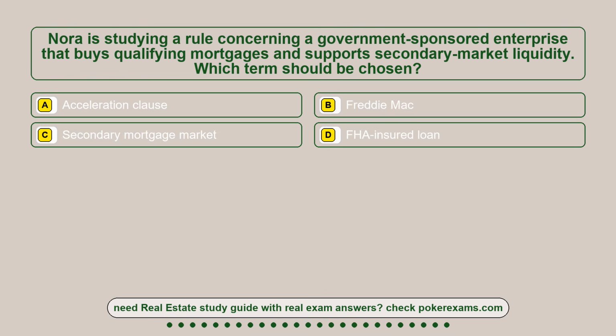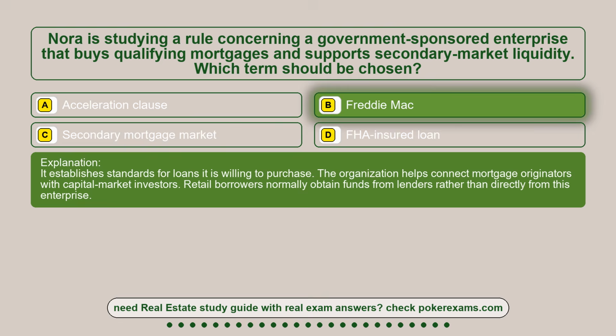Question 1. Nora is studying a rule concerning a government-sponsored enterprise that buys qualifying mortgages and supports secondary-market liquidity. Which term should be chosen? Option A, acceleration clause. Option B, Freddie Mac. Option C, secondary mortgage market. Option D, FHA-insured loan. The correct answer is option B, Freddie Mac.